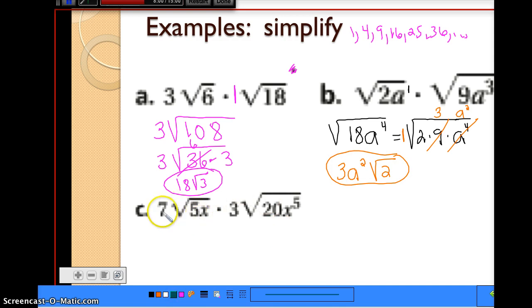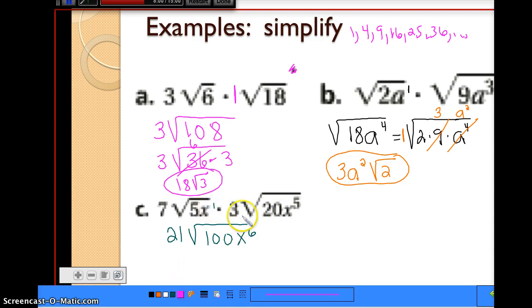All right, the next one, coefficient times coefficient. 7 times 3 is 21. Multiply your radicands. 5x times 20x to the 5th. 5 times 20 is 100. And x to the 1st times x to the 5th is x to the 6th.